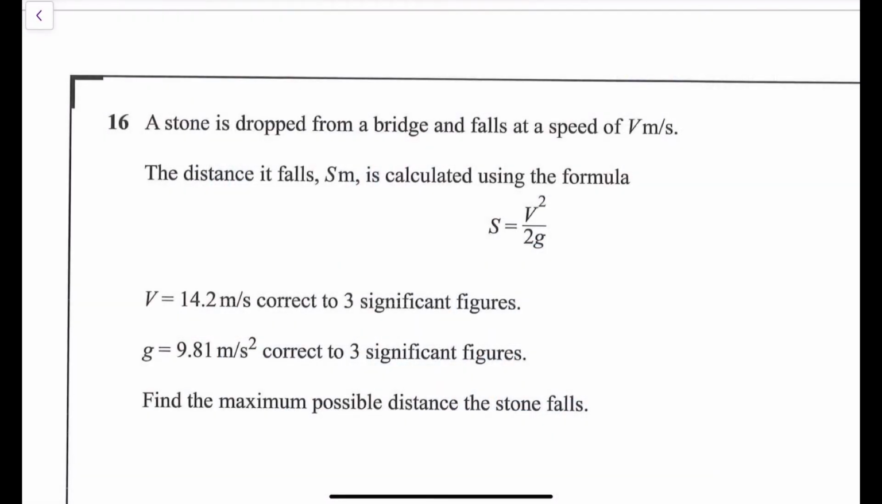Question 16 says, a stone is dropped from a bridge and falls at a speed of v meters per second. The distance it falls, s meters, is calculated using the formula s is equal to v squared over 2g. V is equal to 14.2 meters per second, correct to 3 sig figs. G is equal to 9.81 meters per second squared, correct to 3 sig figs. Find the maximum possible distance the stone falls.